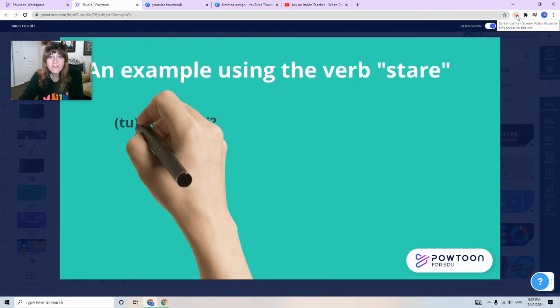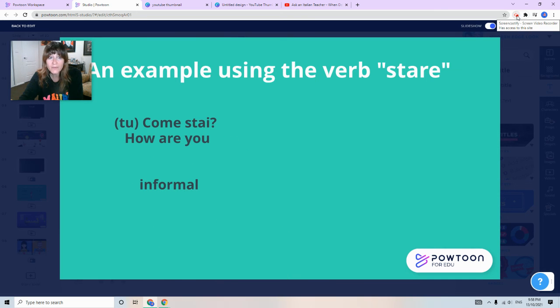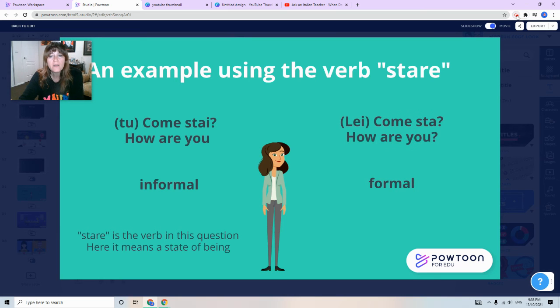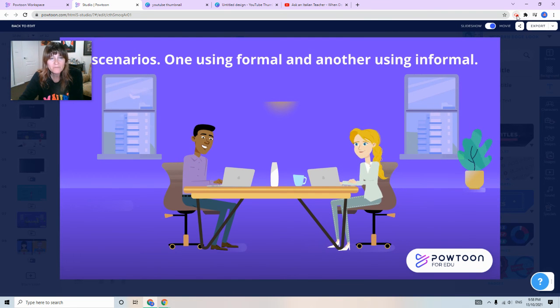Okay, so an example using the verb stare. Come stai? How are you? That's informal. You don't have to use the word tu. You can just say come stai. Now, the formal way, you say come sta, okay? So, informal and formal. Here are some more scenarios. One will be using formal and the other will be using informal.